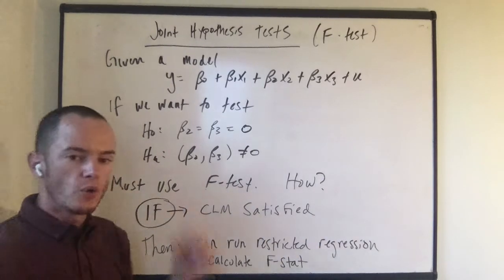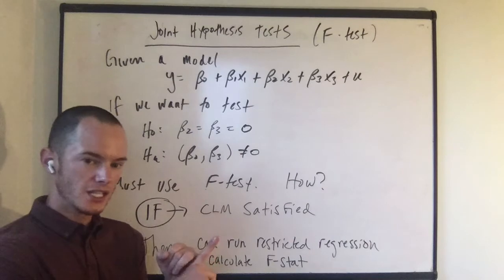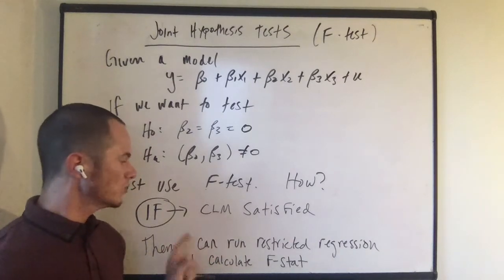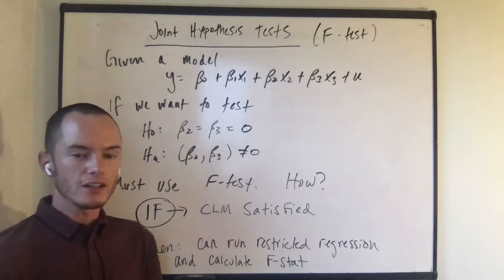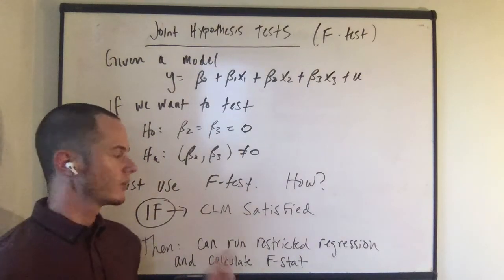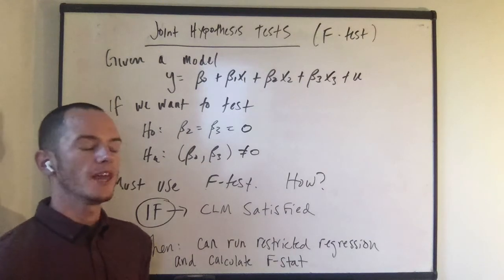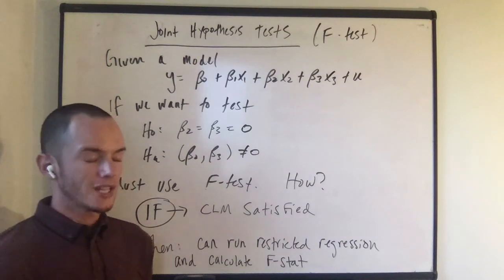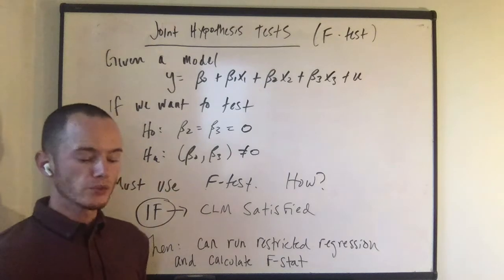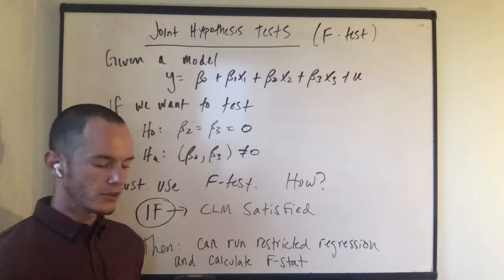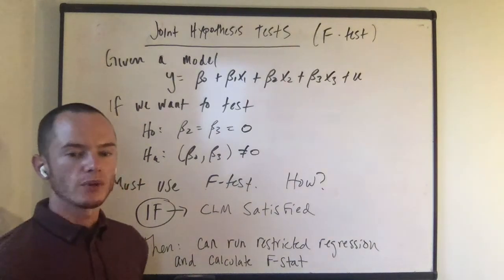So how can we do that? Well, if the classical linear model assumptions are satisfied, so if we have homoscedasticity in the errors, then what we can do is run a restricted regression and calculate the F statistic. If the classical linear model assumptions are not satisfied, so if we have heteroscedasticity in the error term, then we need to use a heteroscedasticity robust F statistic, and we will discuss that in later videos. For now, we're going to assume that our models demonstrate homoscedasticity so that we can just run the restricted regression and calculate the F-stat.